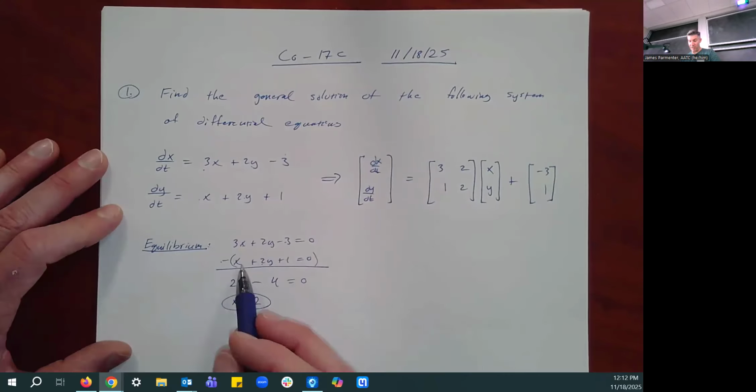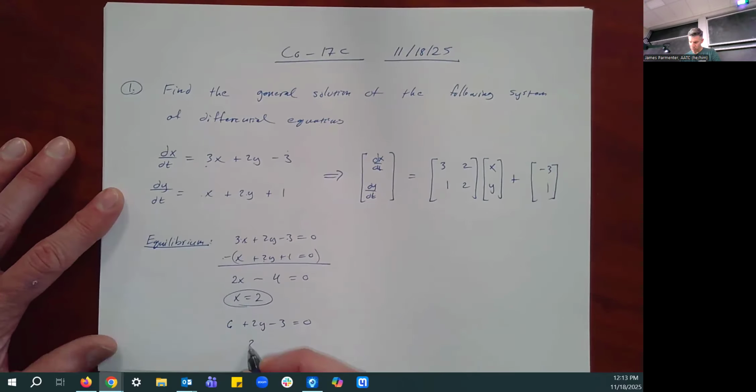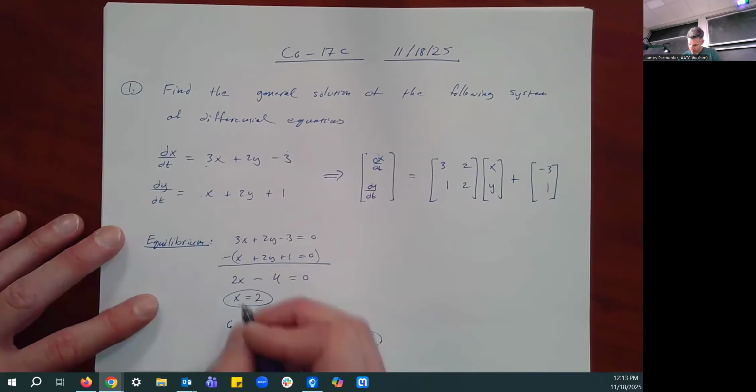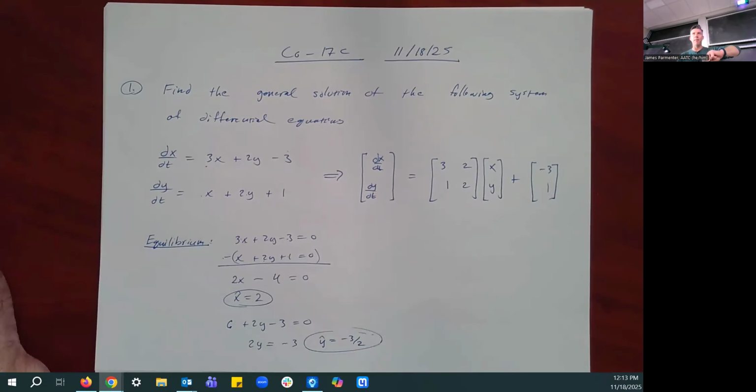And then plugging that back into the first equation, I've got 6 plus 2y minus 3 equals 0. So 2y is going to equal negative 3, so y is going to have to equal negative 3/2. And I give them little hats. That is my equilibrium, singular. There is one of them, at the coordinate (2, -3/2).